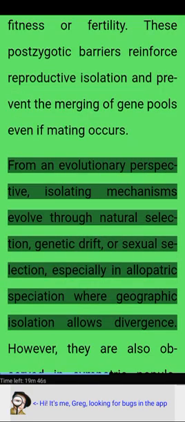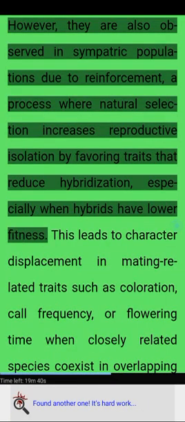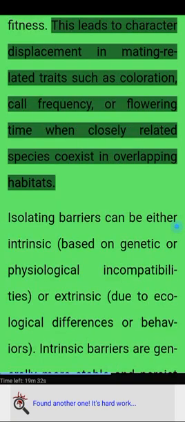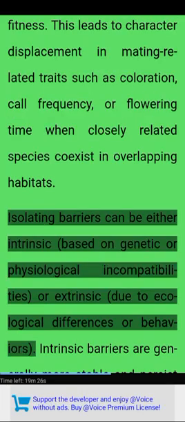From an evolutionary perspective, isolating mechanisms evolve through natural selection, genetic drift, or sexual selection, especially in allopatric speciation where geographic isolation allows divergence. However, they are also observed in sympatric populations due to reinforcement, a process where natural selection increases reproductive isolation by favoring traits that reduce hybridization, especially when hybrids have lower fitness. This leads to character displacement in mating-related traits such as coloration, call frequency, or flowering time when closely related species coexist in overlapping habitats.